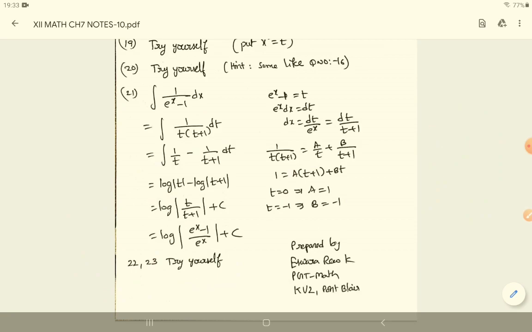If you want to do more practice, if you want more grip on integration, you will have to do more practice. Okay, in any maths chapter, you need to do more practice to get a grip on maths.